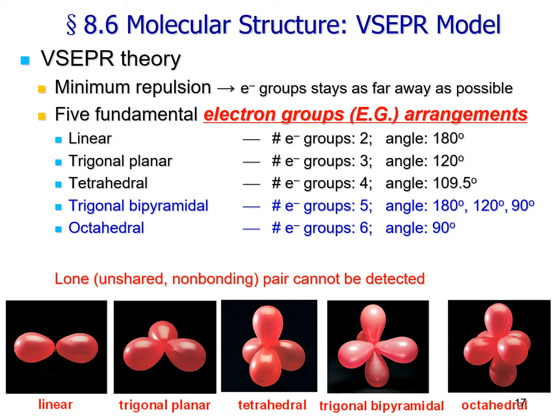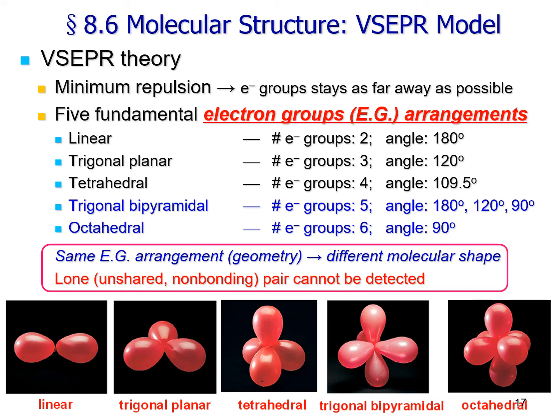Okay, if we have lone pair electrons that cannot be detected on the central atom, we might end up with a different molecular shape, even though we start off with the same electron group arrangement, or we can call it electron group geometry, for that matter. And we're going to see that in our next few slides.